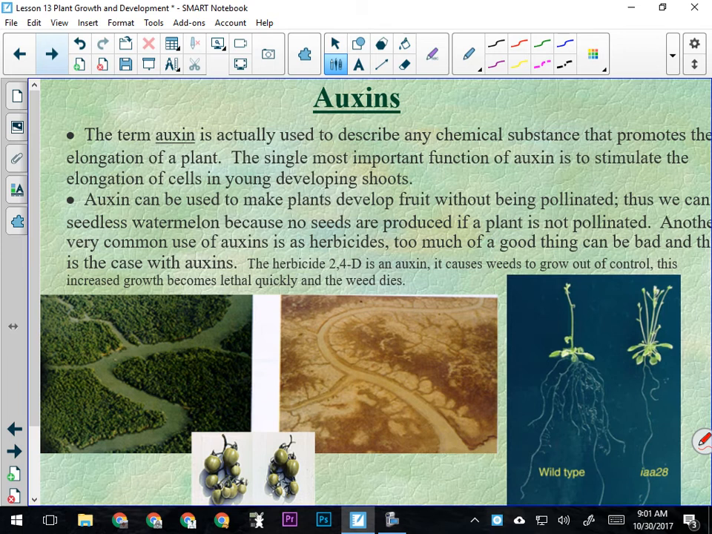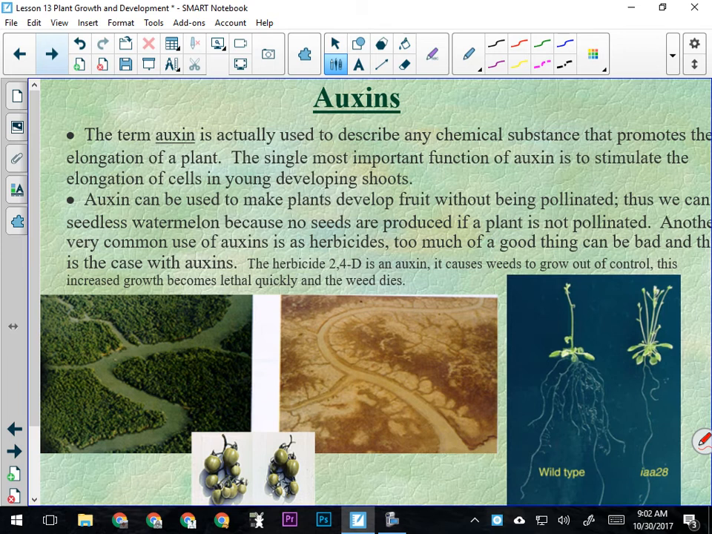The term auxin is a chemical substance that promotes the elongation of a plant. Elongation means to get longer, essentially to grow taller. It does not, however, affect the secondary growth that is supposed to go along with that. There's primary growth, getting taller, and there's secondary growth, getting girthier or wider to support that extra growth. Auxins primarily stimulate primary growth.